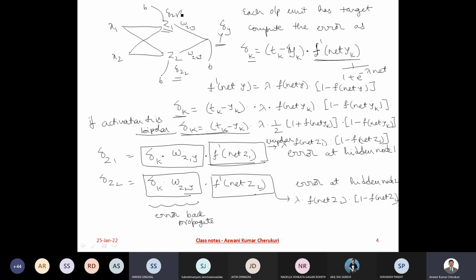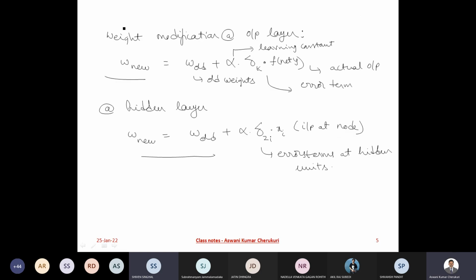Sir, here the weights at the hidden layer are the weights from the input layer to the hidden layer, right? Yes. So this is input to hidden layer connections, and this is hidden to output layer connections.